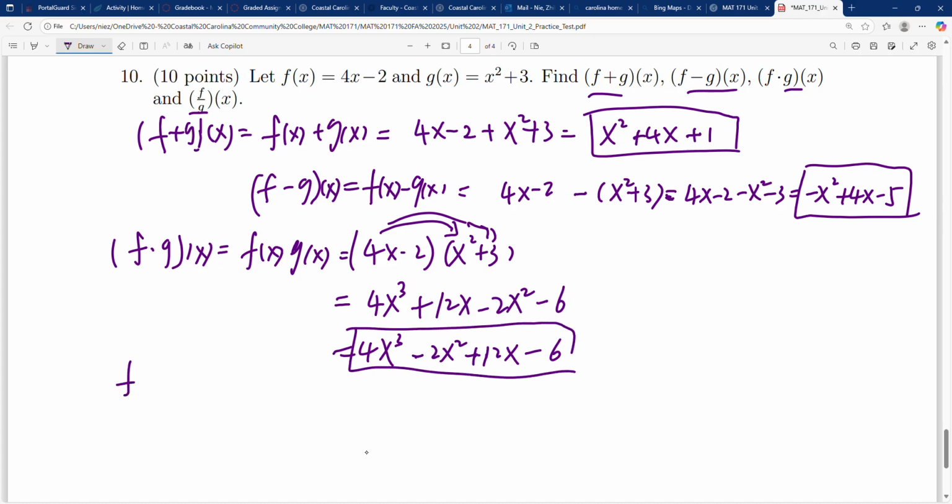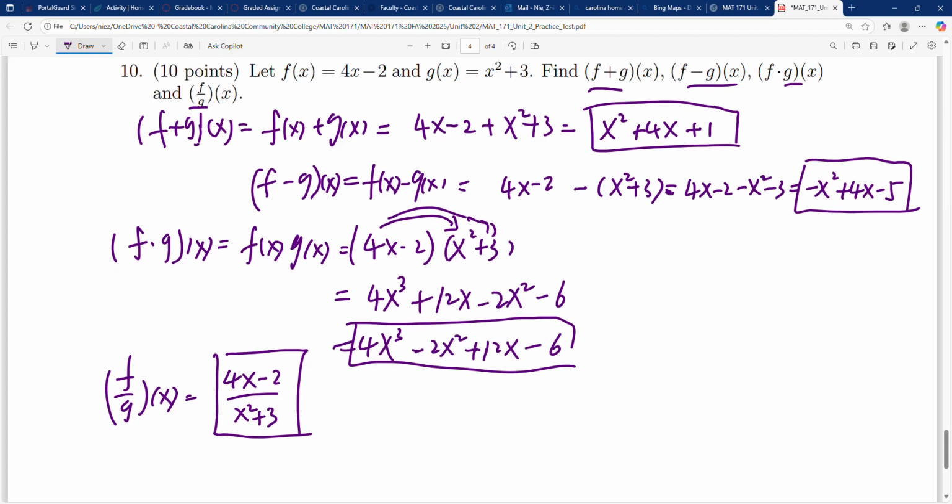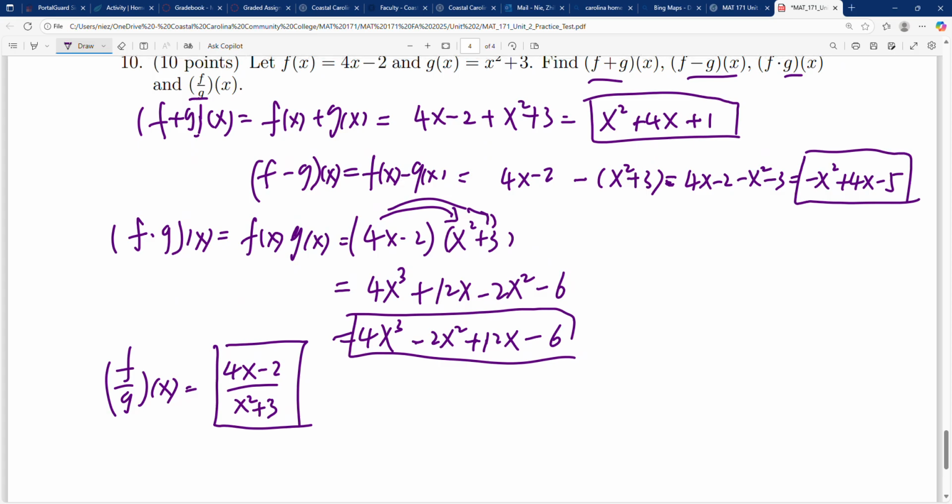And then the last one, just the quotient. Quotient is usually easy, since usually you just try to simplify it, but this one cannot be simplified. And the denominator, x squared plus 3, cannot be 0, since x squared is a non-negative number, and then plus 3 is always greater than or equal to 3. So it cannot be 0. Right, that's it. Thank you.